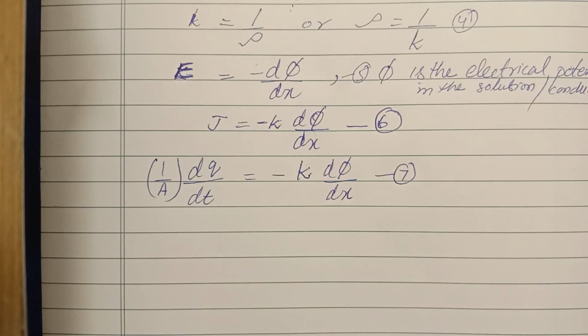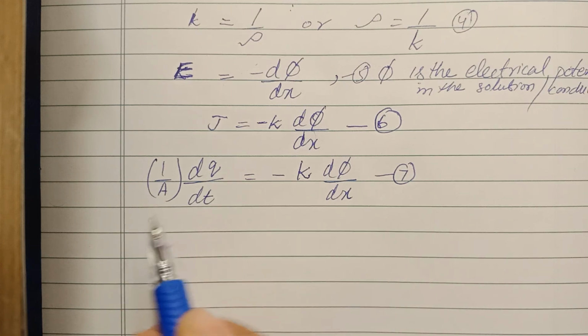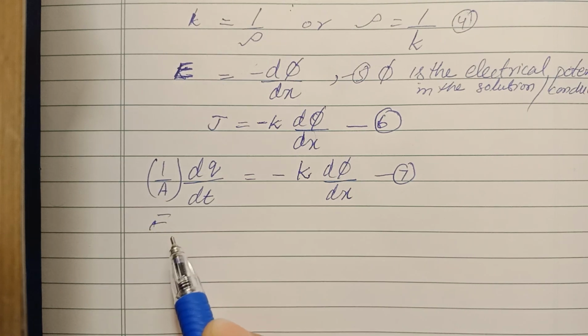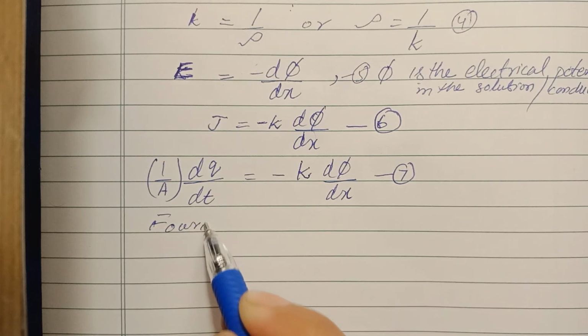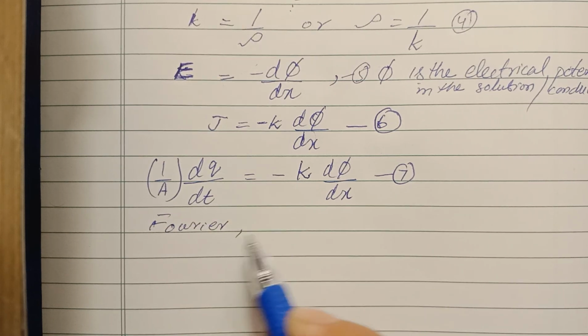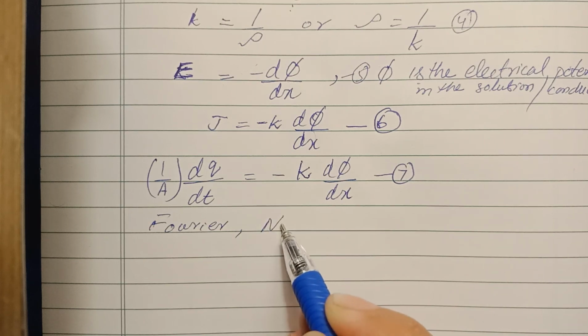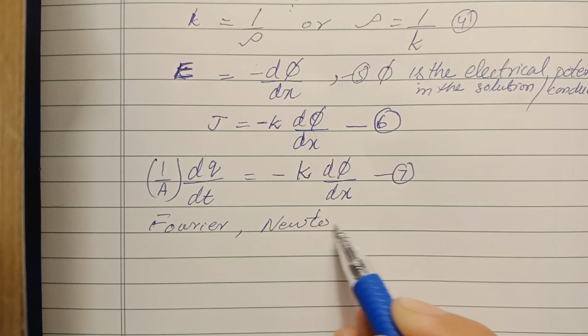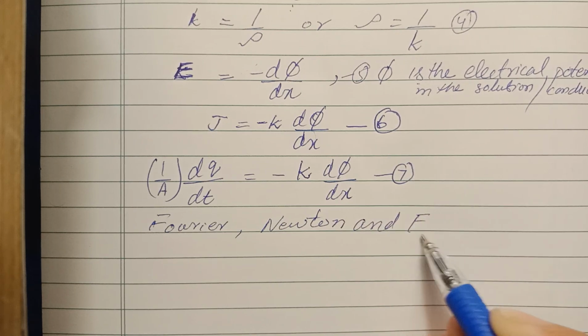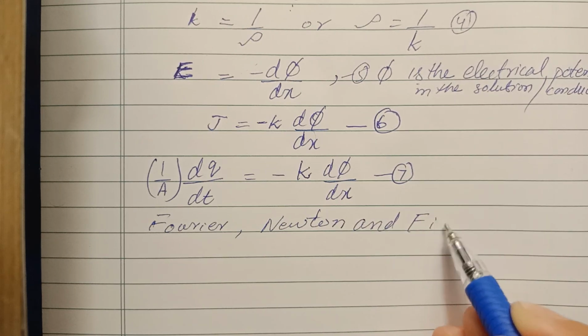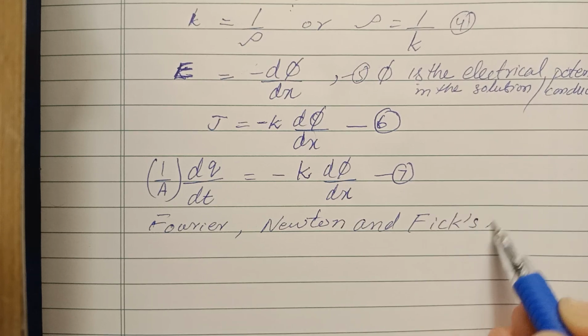Equation 7 resembles the transport equations which are given by Fourier, Newton, and that fit also to Fick's law.